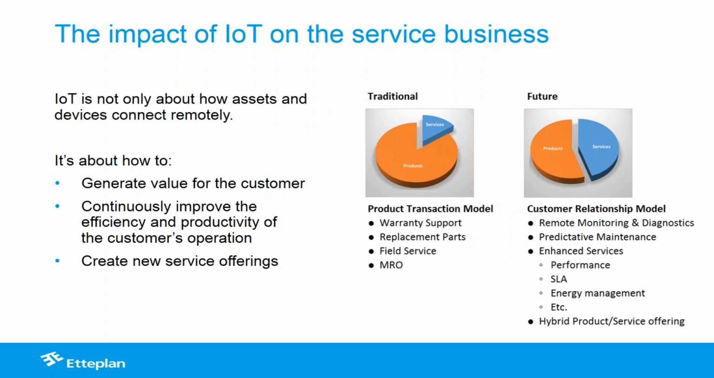So what is the impact of the Internet of Things on the service business? Again, what we have to understand here is that it's not just about connectivity. It's about how we can generate value for our customers. How can we continuously improve the efficiency and productivity of our customers' operations, in case they use our machines to manufacture things? In the end, that will not only make them happier customers, it allows us to also create new service offerings. So what that means is that we are moving from a traditional service model to a future service model that is not so much product transaction based, but more about customer relationship.